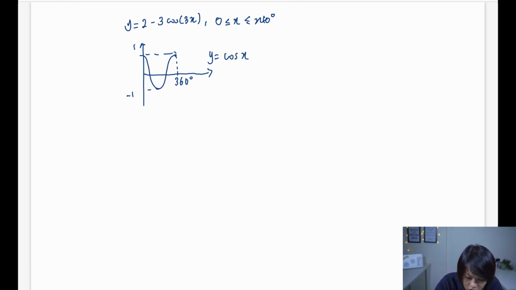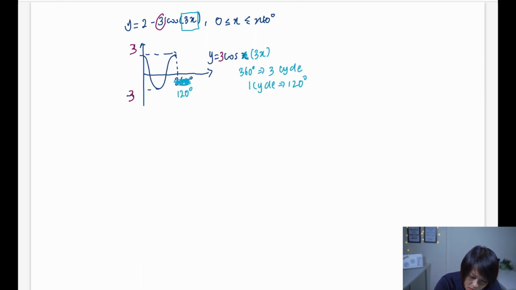The first modification will be our 3 here. We're just going to put a 3 here and change the maximum and the minimum to 3 and minus 3. Next we're going to focus on the period. Same thing, now in 360 degrees there are 3 cycles. So it means that one cycle will take 120 degrees. We're going to cancel this off and put 120 degrees, and we can change this to 3x. Again, we will extend the graph later to the domain that they want.